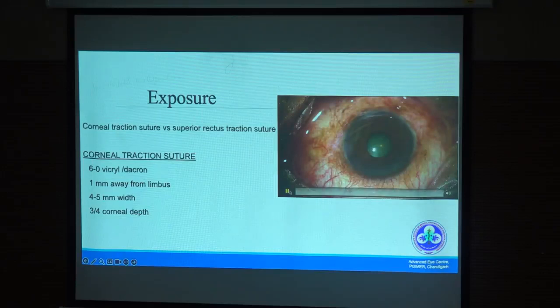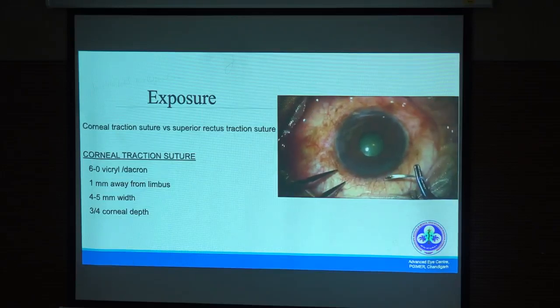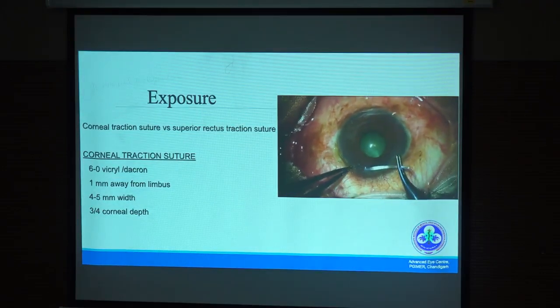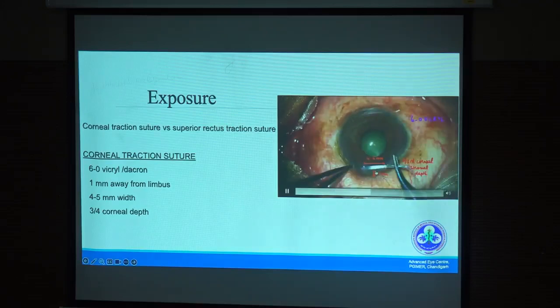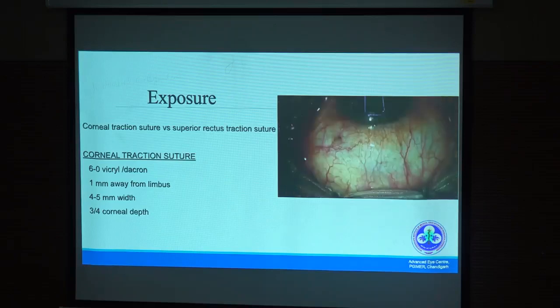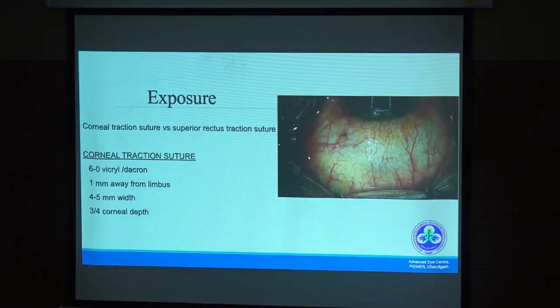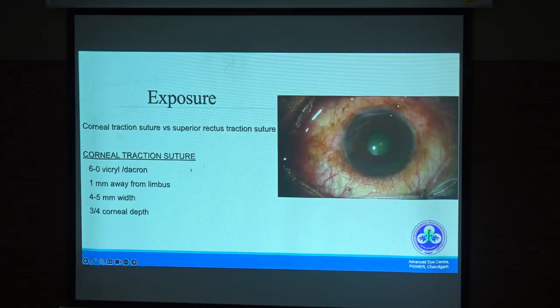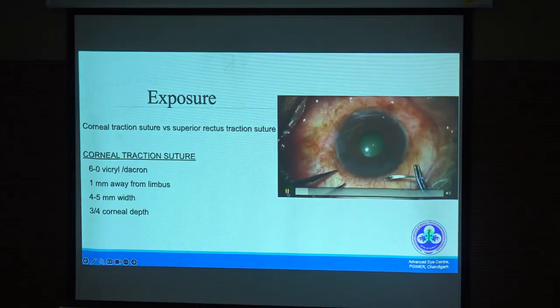For the exposure, you can use either a 6-0 Vicryl or a 5-0 Dacron suture. Usually we do a clear corneal suture with 6-0 Vicryl, especially if the patient is post LASIK. In that scenario you can do a superior rectus bridling. For normal cases, the easiest way is the clear corneal traction sutures. Just 1 millimeter from the limbus, 4 to 5 millimeter width, and 3/4 of the corneal depth. The exposure is then done.